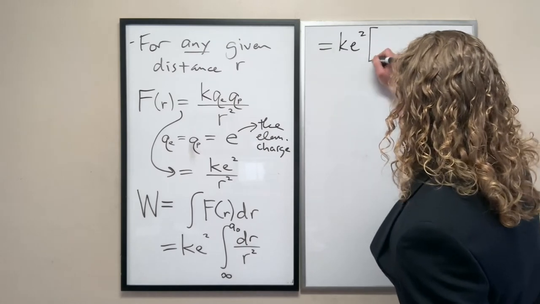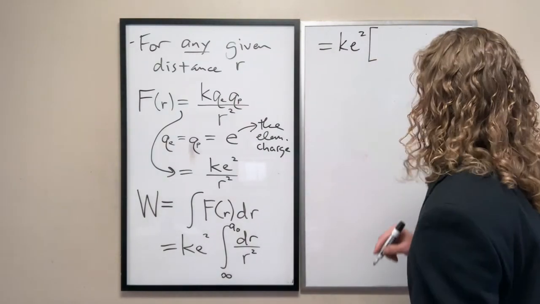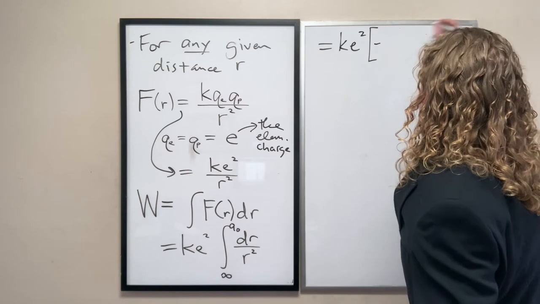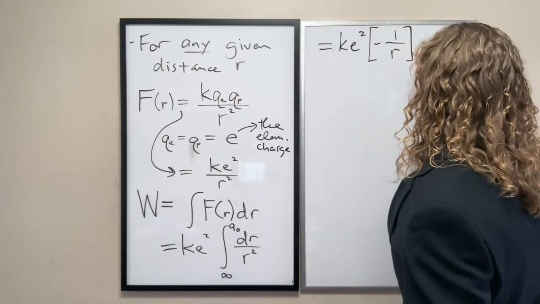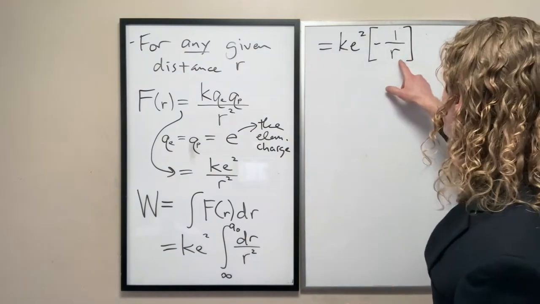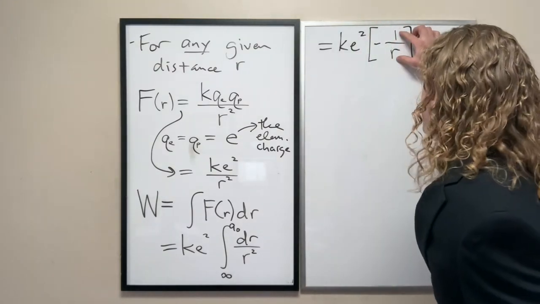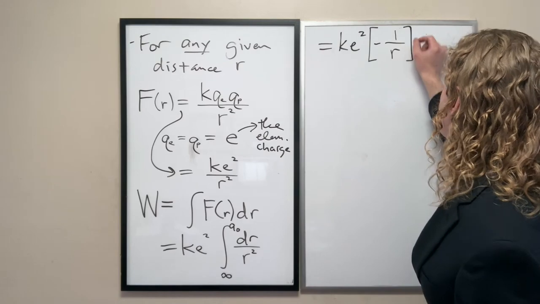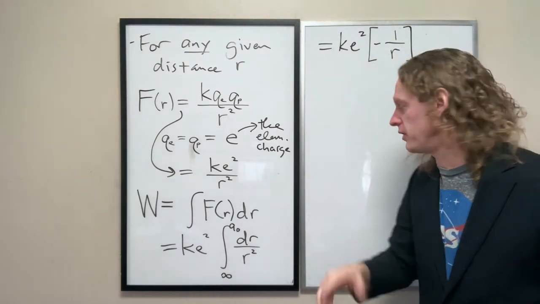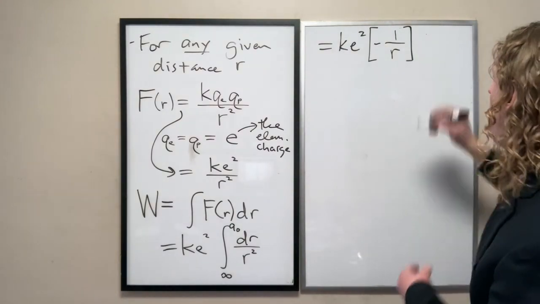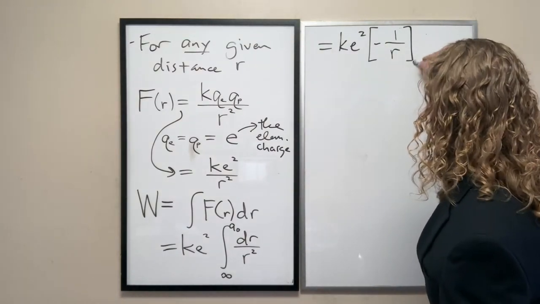And the antiderivative of this is just minus 1 over r. And you can always check whether this is correct by taking the derivative. So if you take the derivative of this, you get out a minus 1, which cancels that, and the exponent raises to 2. So that's exactly what we got back. And that's good. And now let's plug in the endpoints.